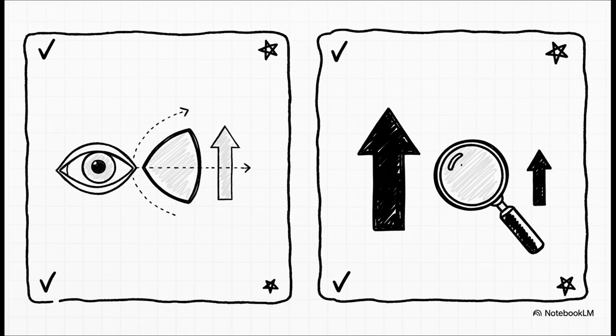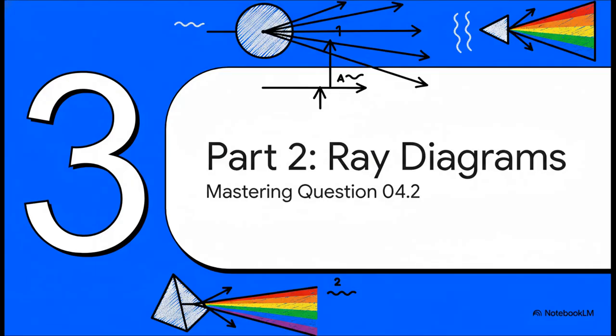A virtual image means the light rays only look like they come from that point. They don't actually cross there. And diminished is just the proper scientific way of saying the image is smaller than the object. Now, you might get away with smaller, but using the word diminished shows the examiner you really know what you're talking about. All right, let's move on to the next section.